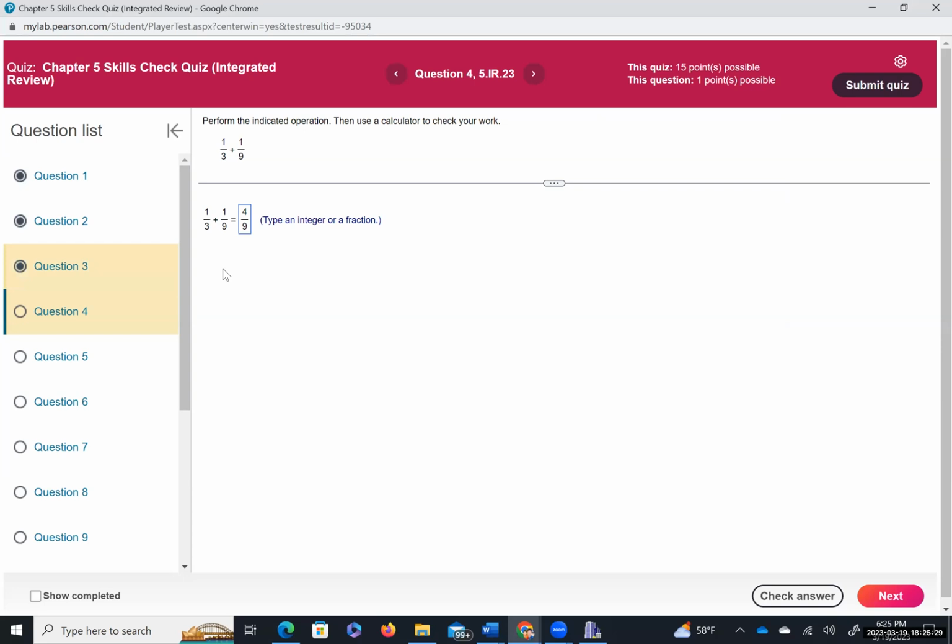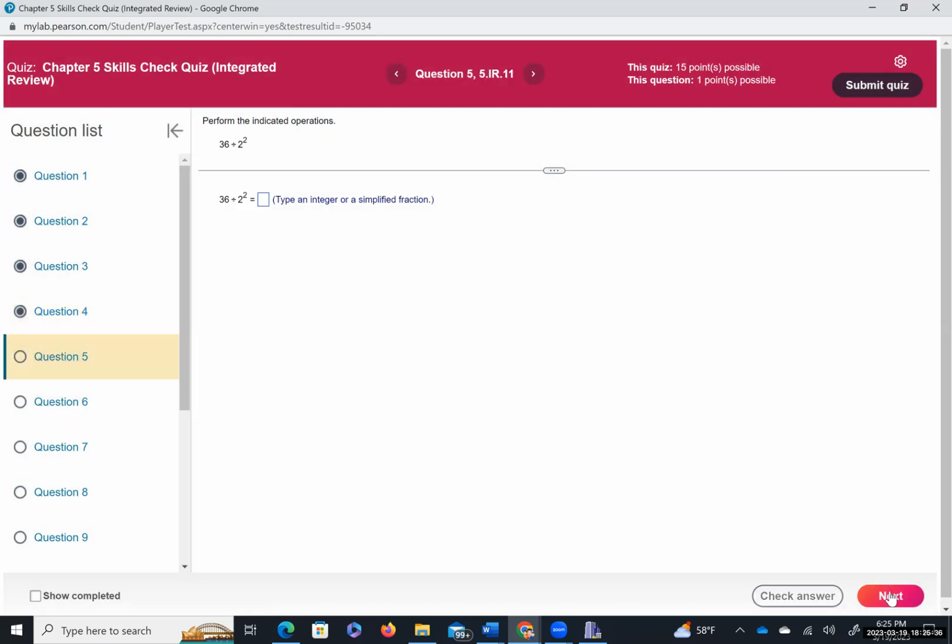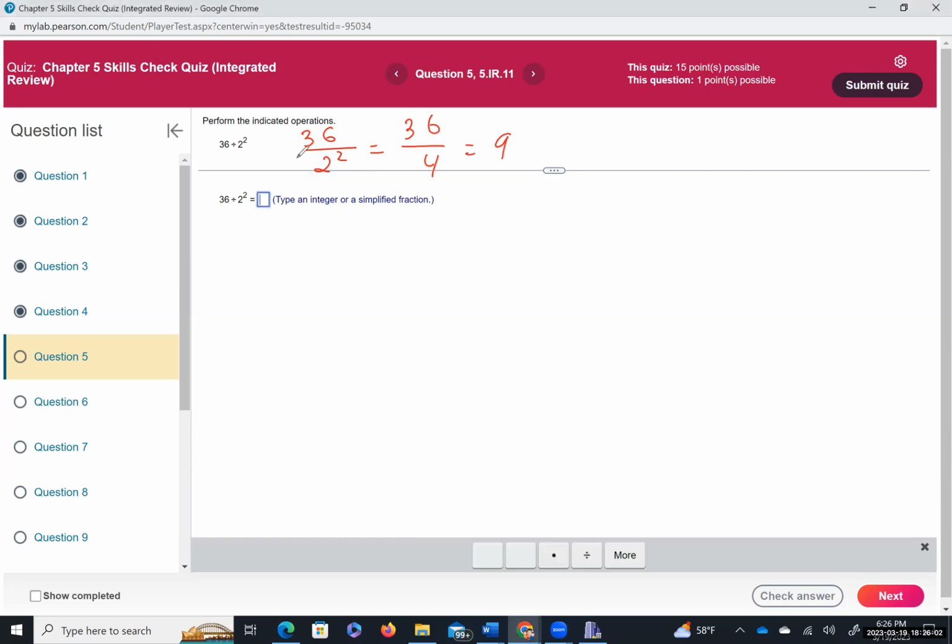So next, we have number 4. We have 36 divided by 2 squared. Well, this one looks like this: 36 divided by 2 squared, right? In PEMDAS, you know you finish the exponent first. So 36 divided by 4. 36 divided by 4 is 9. So that's going to be it, right?